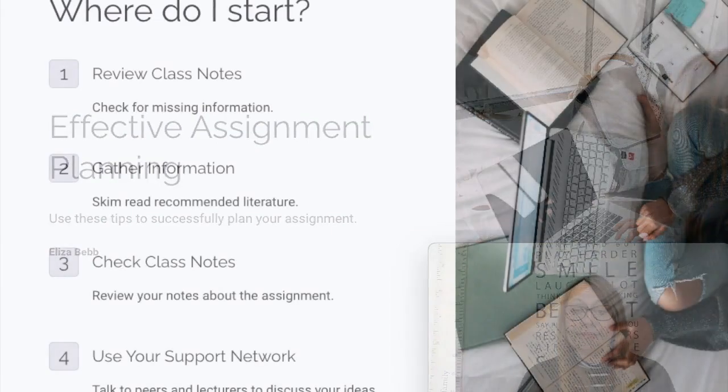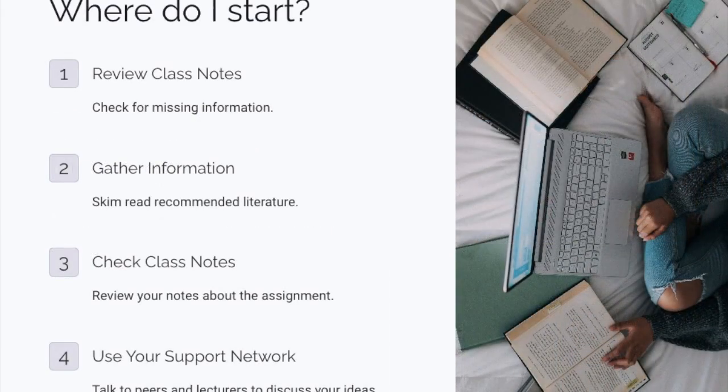Okay, let's go. So when you start planning, first of all, you've got to think about where on earth am I going to start? So reviewing your class notes is a great way to start. Have a look through, check if there's any missing information, see if you've missed any sessions, make notes of key concepts that were discussed and read those in conjunction with the recommended literature.